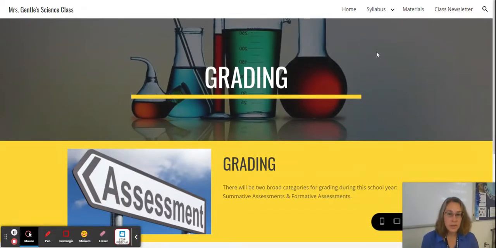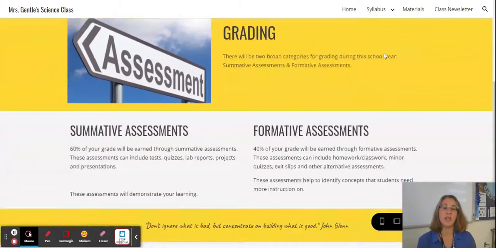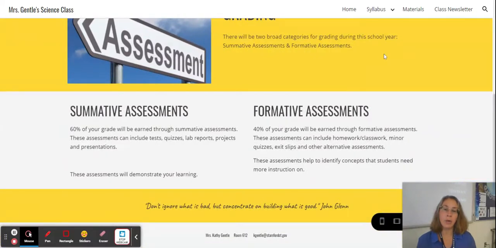Grading. Everyone always wants to know how they're going to get graded, and that's a good thing. It's nice to make sure you understand the expectations. We have two broad categories. One is summative assessments, and that's 60% of the student's grade. Summative assessments include things like unit tests and big projects, lab reports, some of the larger, more important quizzes. They really are to gauge how well students learned a content as we're starting to move on to a new topic.